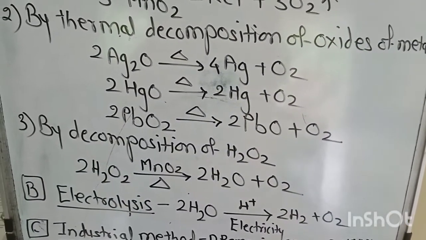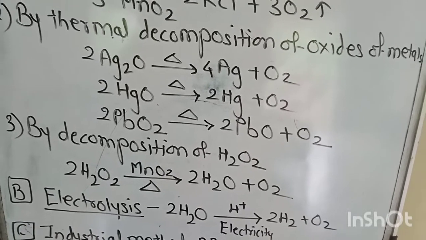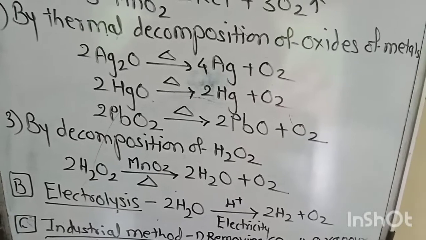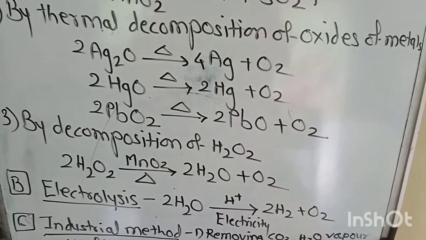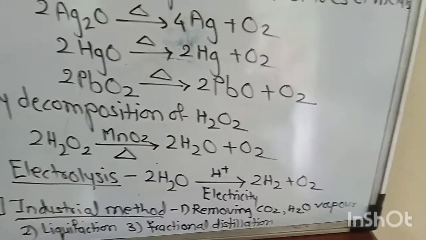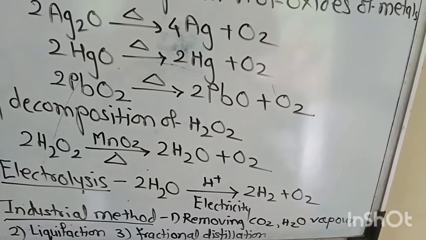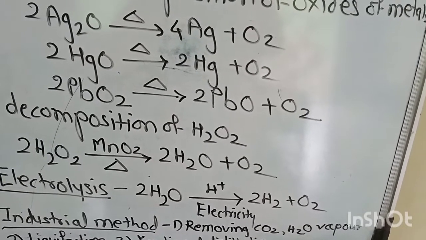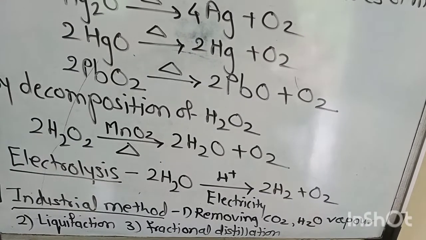Third method, by decomposition of H2O2. You know H2O2 releases oxygen continuously. In presence of MnO2, when it is heated, we get oxygen very fast. You know electrolysis of water, acidulated water. So I have written H plus. Acidulated water when electrolyzed gives hydrogen at cathode and oxygen at anode.